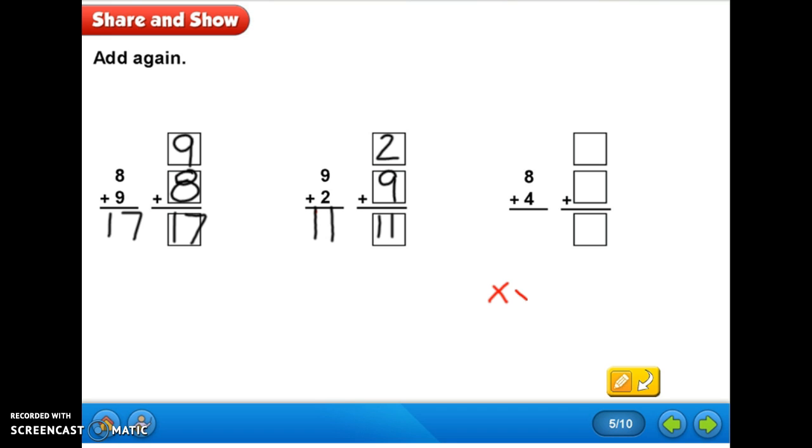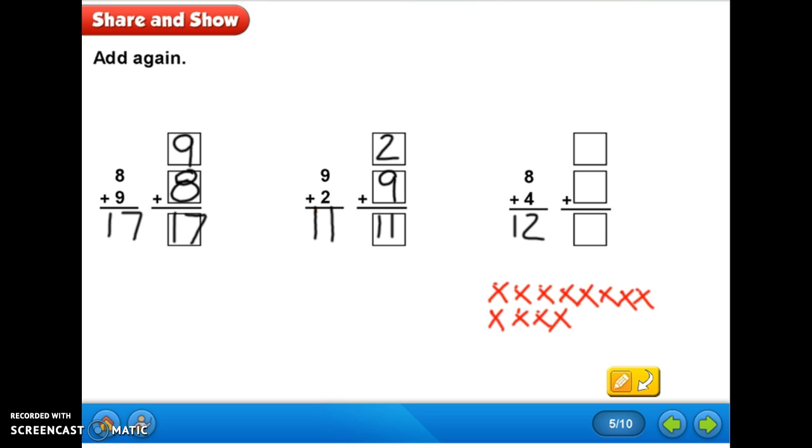1, 2, 3, 4, 5, 6, 7, 8, and 4 more. 1, 2, 3, 4. All right, let's see what 8 plus 4 is. 1, 2, 3, 4, 5, 6, 7, 8, 9, 10, 11, 12. All right, 8 plus 4 is 12.